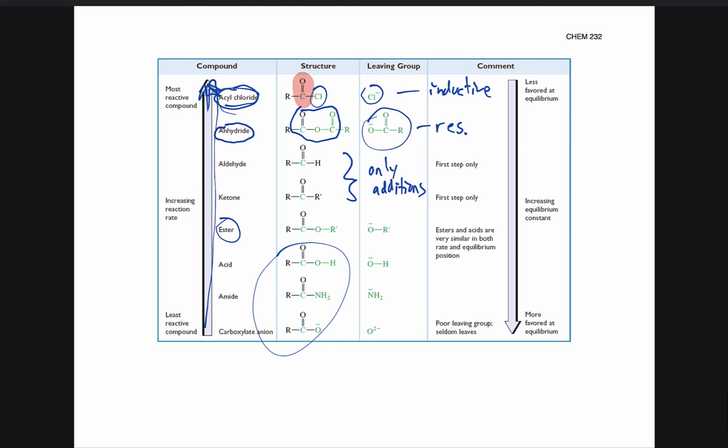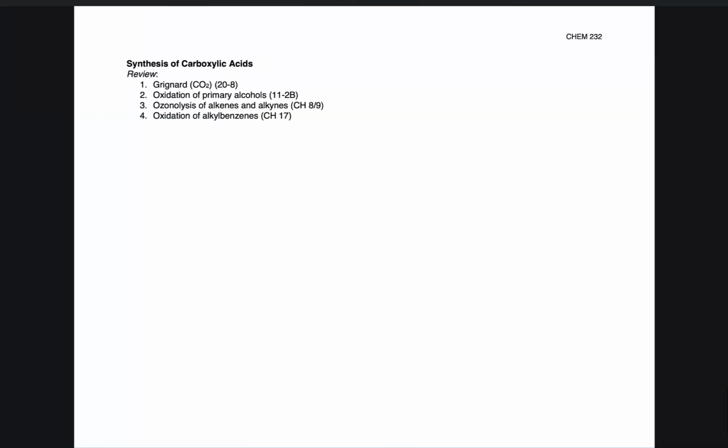And what we'll see in the rest of this video is that there are ways we can make things like these acids and amides into better electrophiles. We can transform them into something like anhydrides or acyl chlorides to make them more reactive. And so I won't go over this review here of synthesis of carboxylic acids. We did that in class, so I'll leave this up to you to dig through on your own if you haven't already.